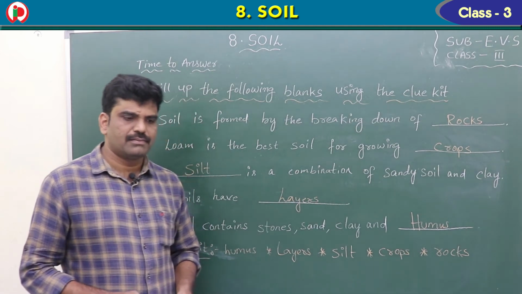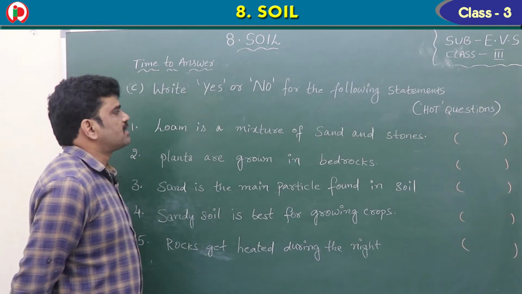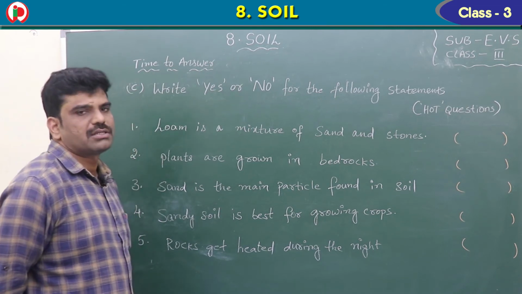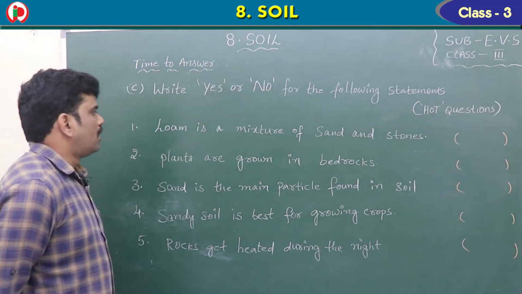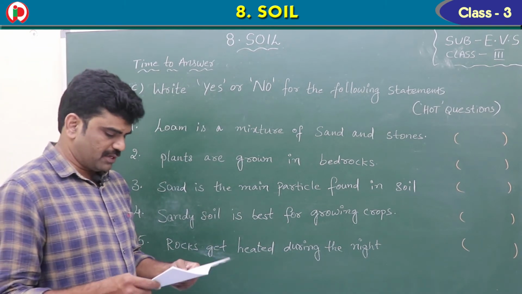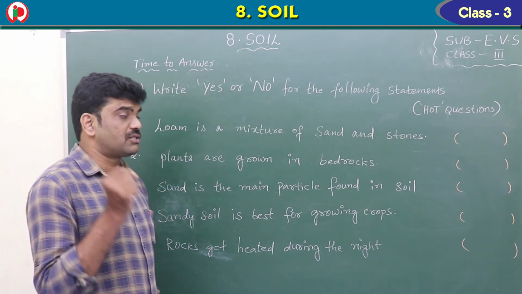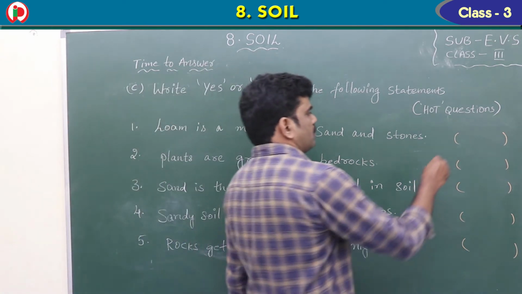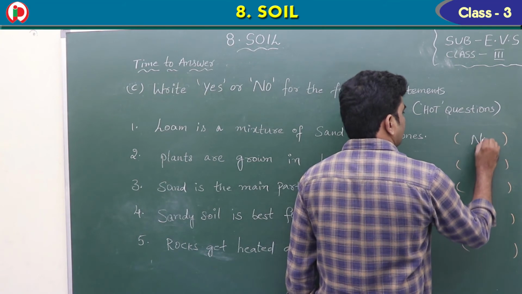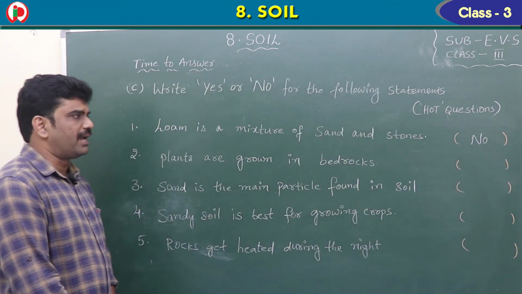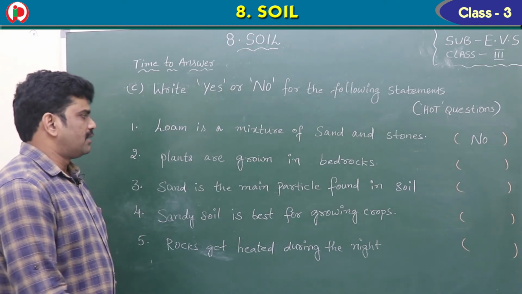Okay. See children, write yes or no for the following statements. This comes under hard questions, higher order thinking. Loam is a mixture of sand and stones. Is that yes or no? No. Loam is not a mixture of sand and stones. Loam is a mixture of silt, clay, sand, etc.